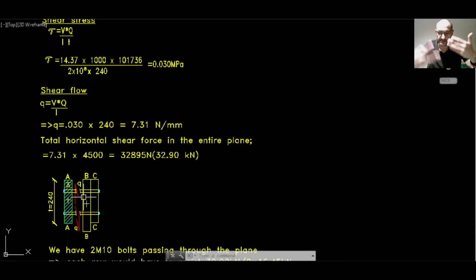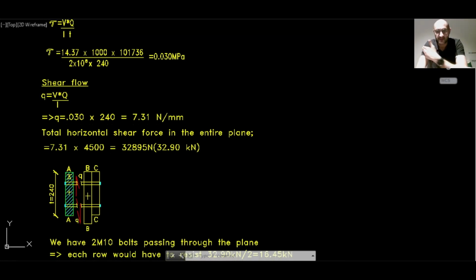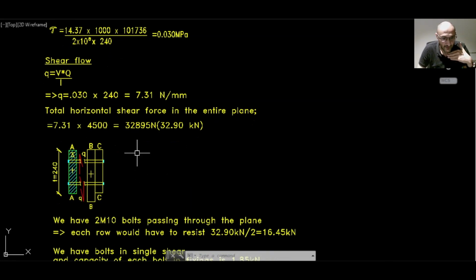When you consider shear force, it's like taking scissors and cutting through a paper. So the shear force slides over each other. That means half of it will take 16.45 kilonewton and the other half will take 16.45 kilonewton. Now a shear force is a little bit different than two equal and opposite forces. Shear usually slides over each other.